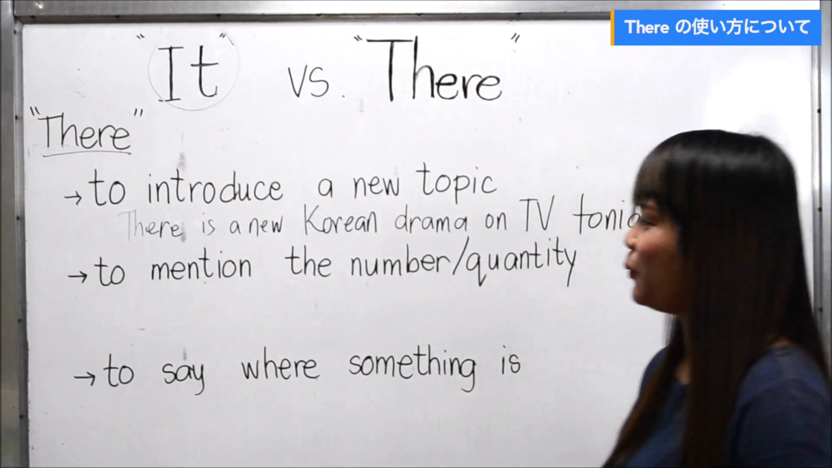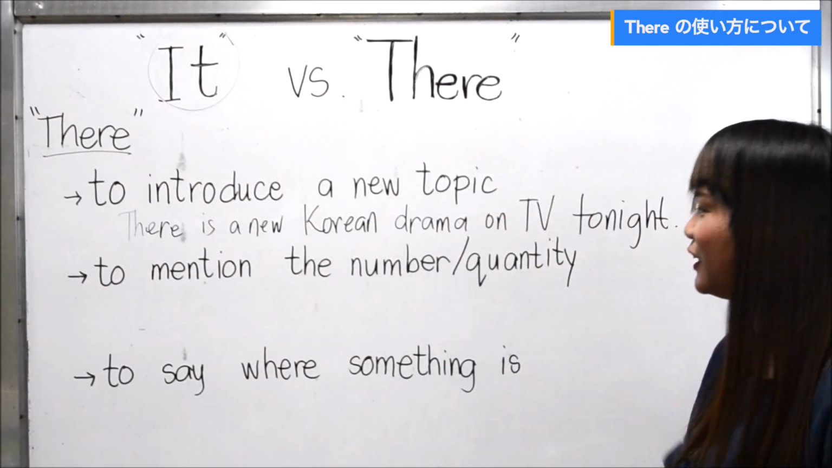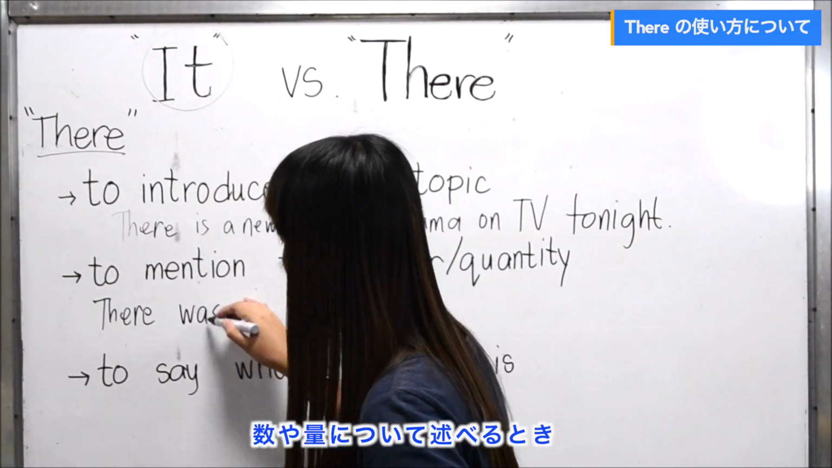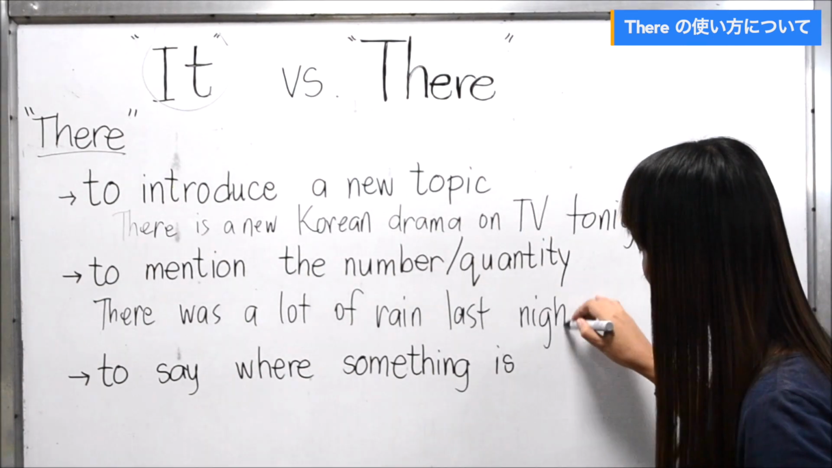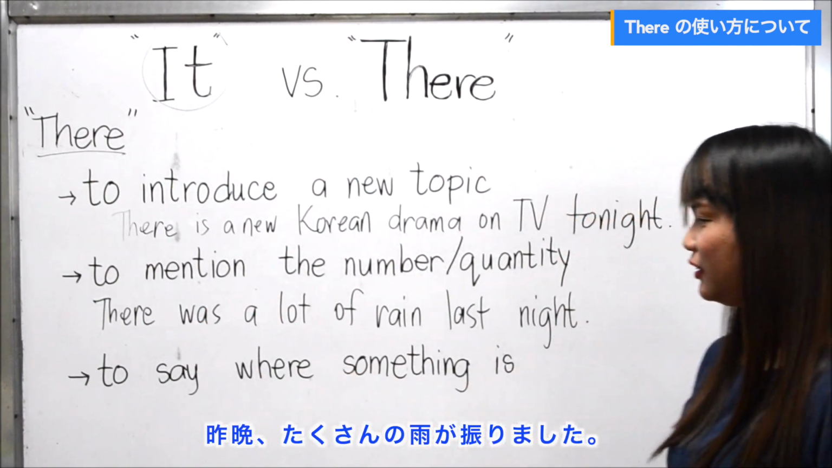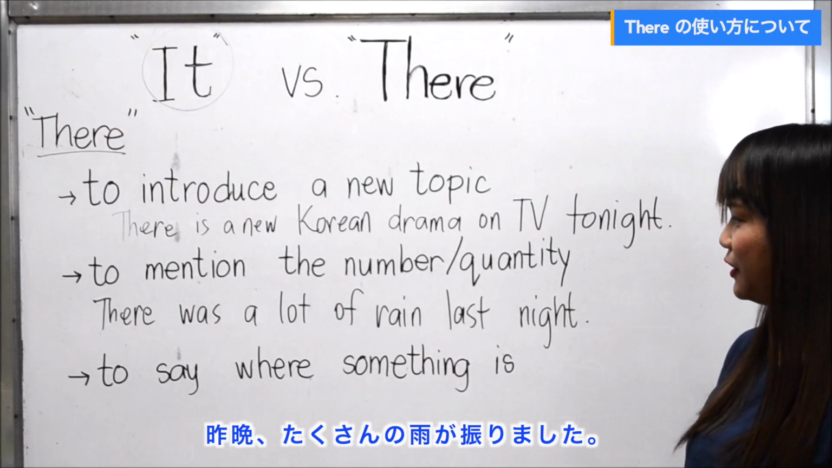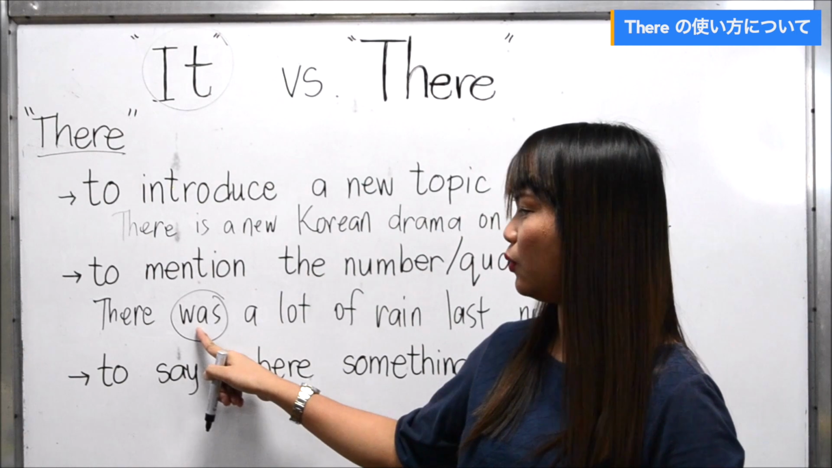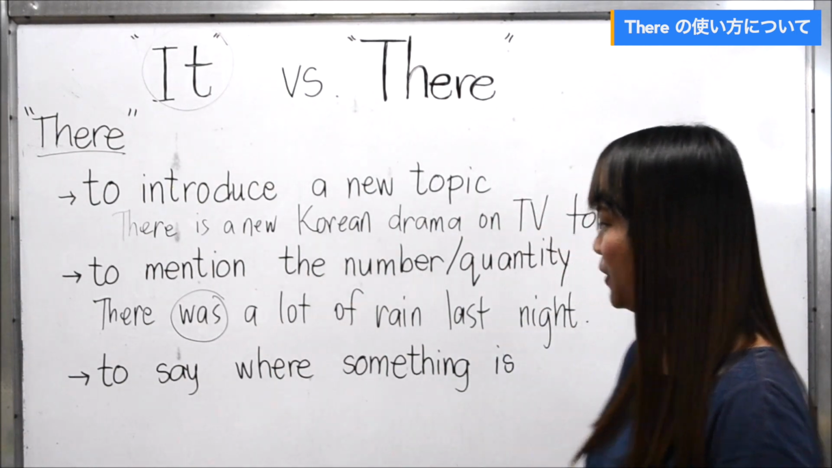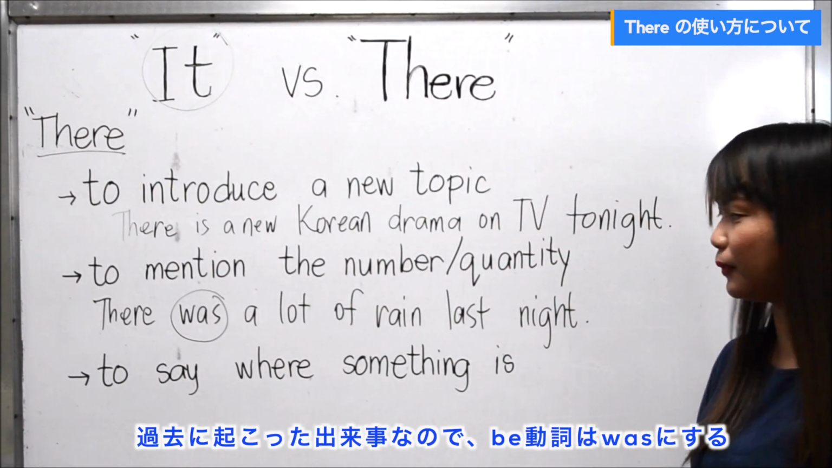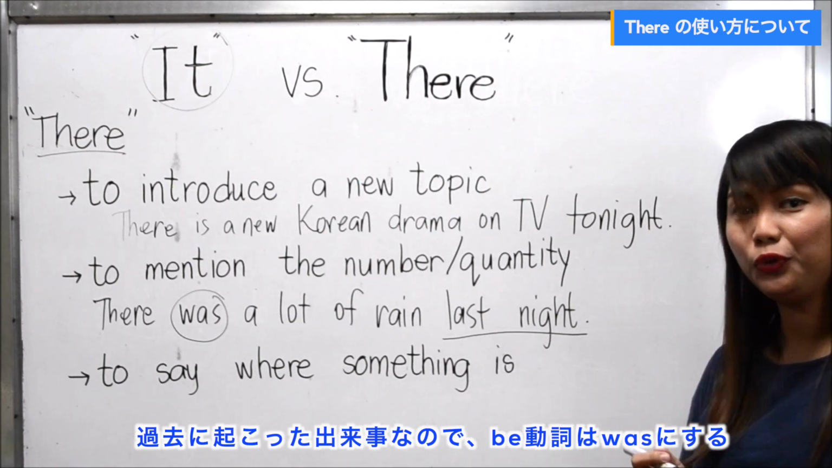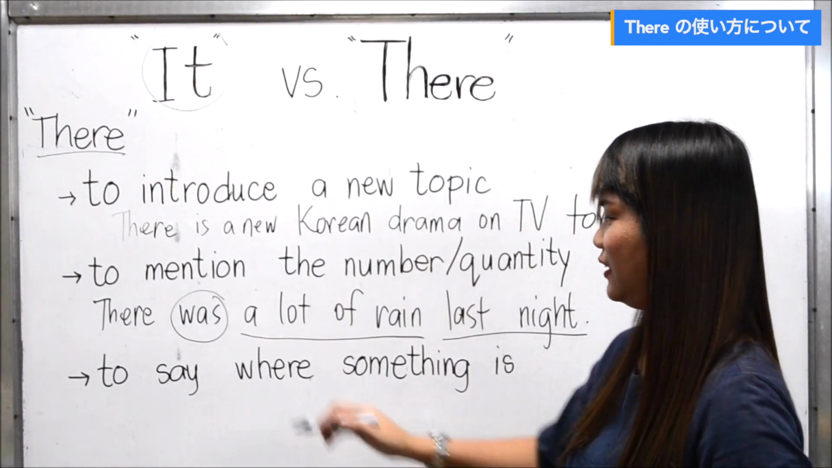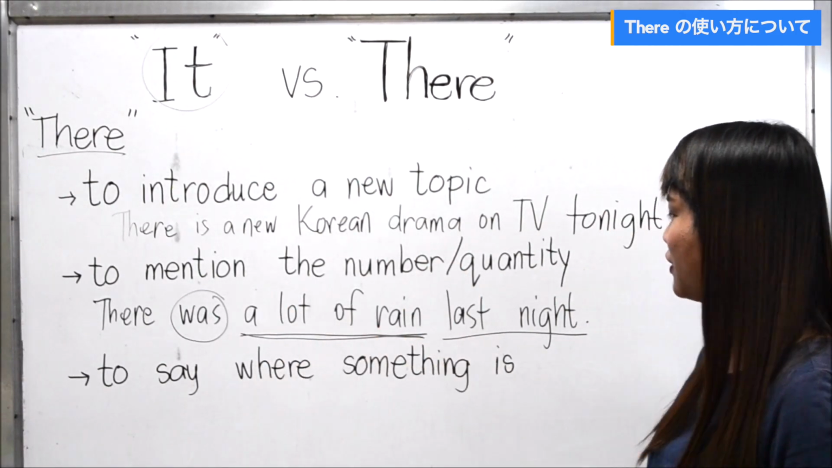Next, we can also use "there" to mention the number or quantity. For example, there was a lot of rain last night. So as you can see, I used the be verb "was" because this time my example happened in the past, which is indicated by the words "last night". In this sentence, the phrase "a lot of rain" talks about the quantity.